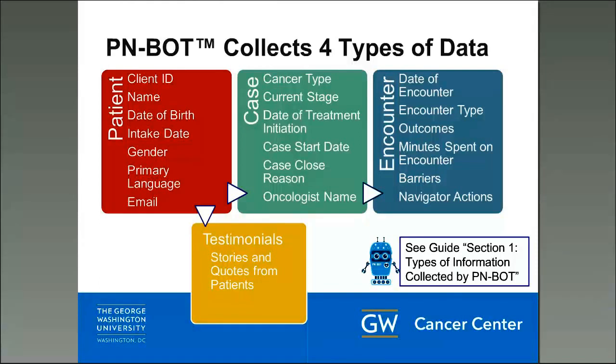And then the next level of data is the encounter. So what we mean by encounter is each time a navigator interacts with a patient or provides services on behalf of a patient. So encounter level variables include things like the date that the encounter happened, the encounter type, or whether you met with them in person or you called them on the phone, outcomes, minutes spent on the encounter, barriers that you've identified, and things that you've done to address those barriers.